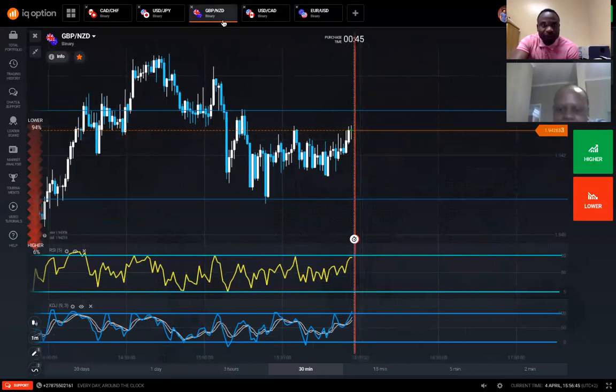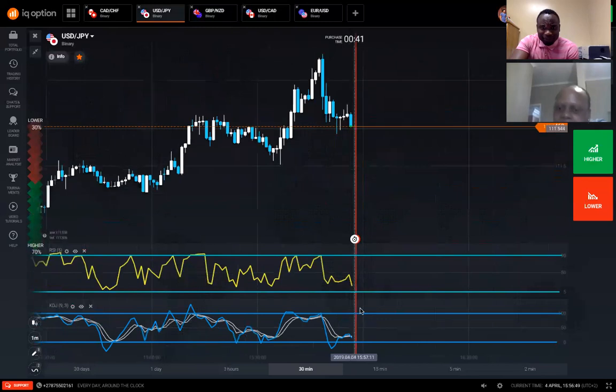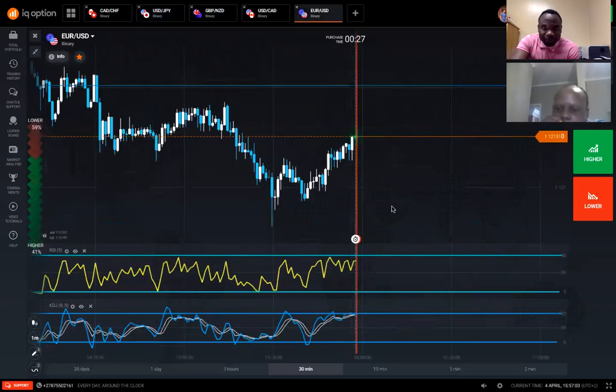And then this one I can see on the KDJ. See, we came down, right? But this is now a continuation. Remember, we came down, we tested this level, we're going to retest this level. So if we retest this level and this is below, we can look for a call. That's as simple as it gets.